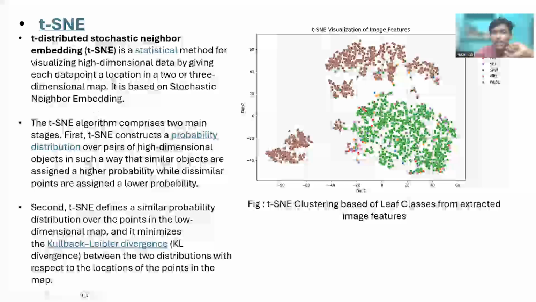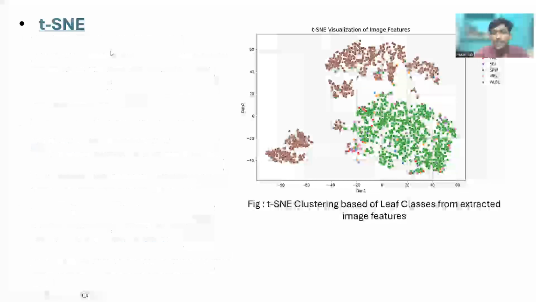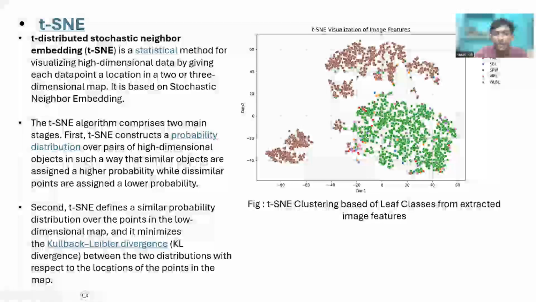T-distributed stochastic neighbor embedding is a statistical method for visualizing high dimensional data by giving each data point a location in a 2 or 3-dimensional map. It is based on stochastic neighbor embedding. It constructs a probability distribution over pairs of high dimensional objects in such a way that similar objects are assigned a higher probability.